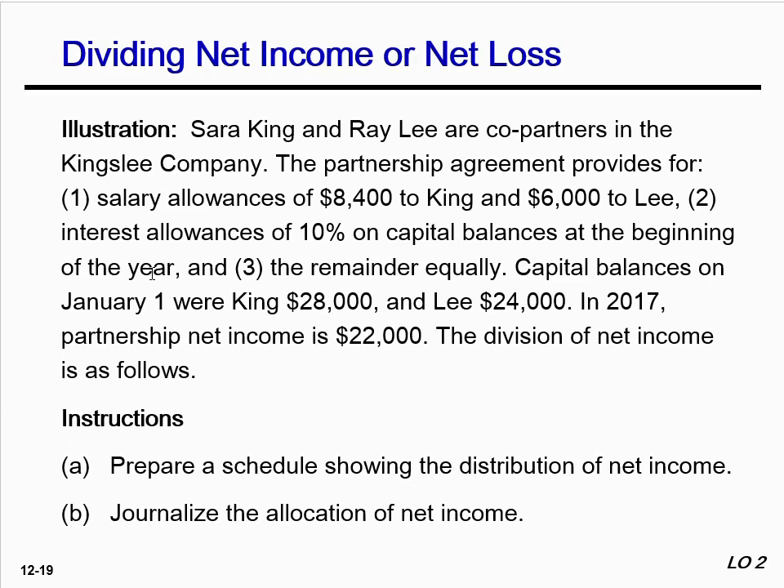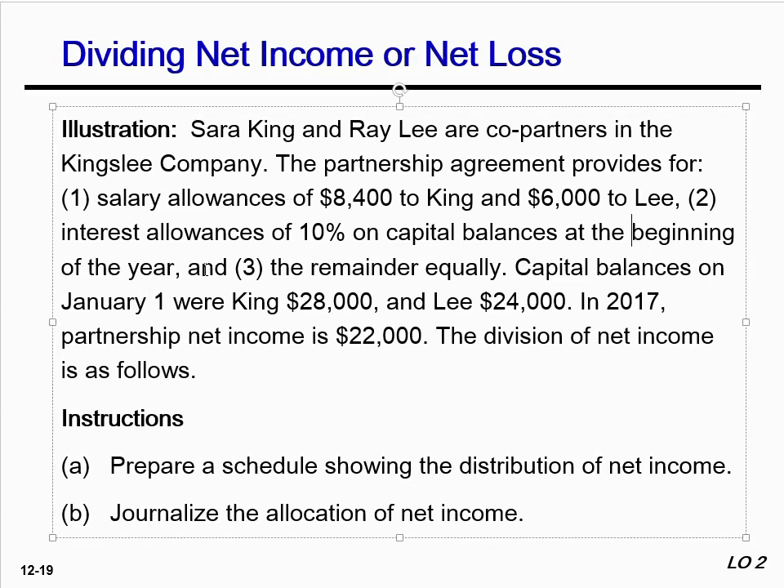Fixed capital balance. We could have opening capital balance, we could have average capital balance during the year, we could have ending capital balance. So for this case, they say whatever the beginning capital balance was at the start of the year, take that and give 10% interest to both of the partners. And then whatever profit is left over, divide it equally.